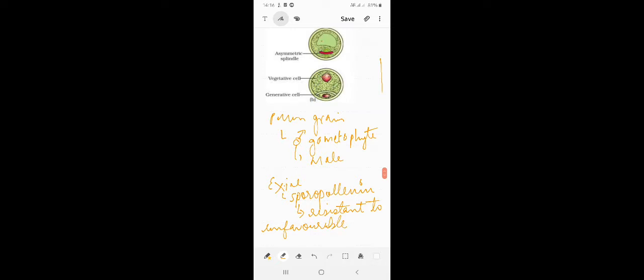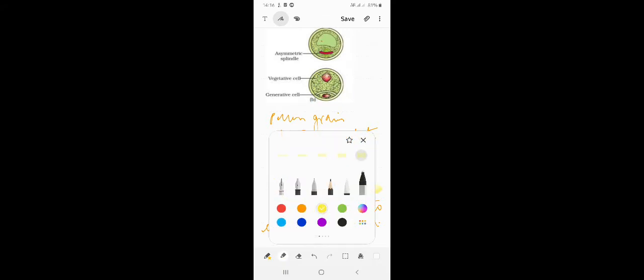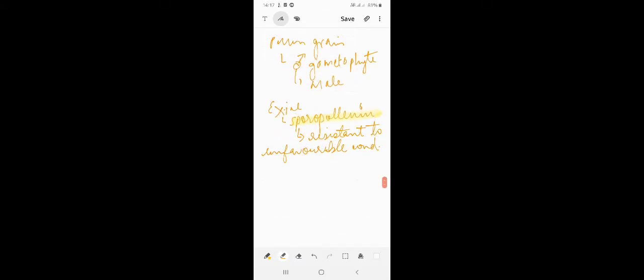So this is again very important. What is the use of exine? It is made up of a special protein, sporopollenin, which makes it resistant to various unfavorable conditions, and we can store the pollen as fossils. Inner to the exine we have the intine, which is made up of cellulose and pectin. Fine.